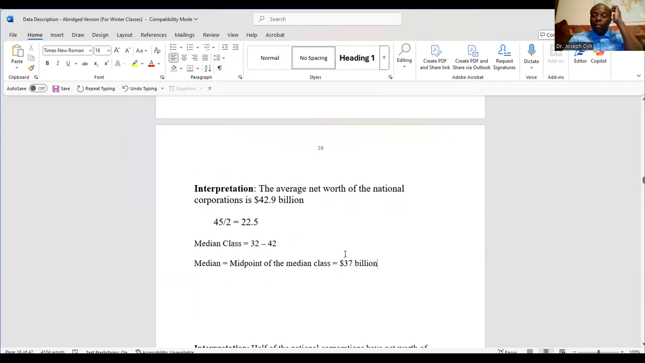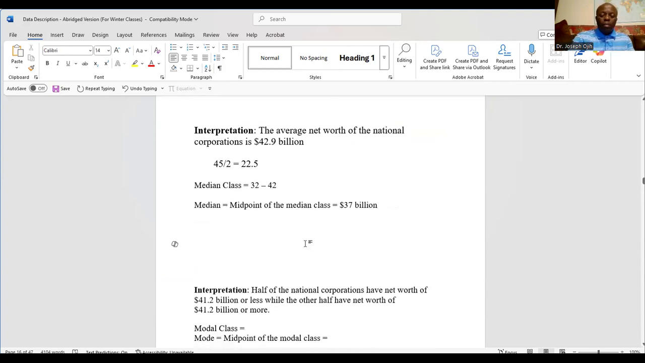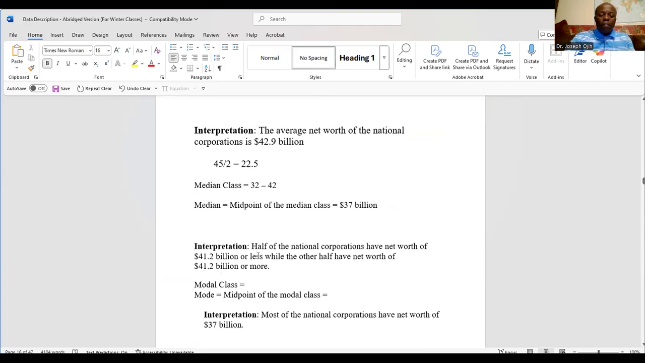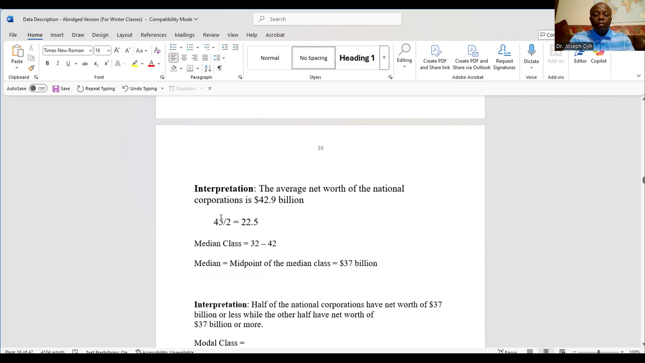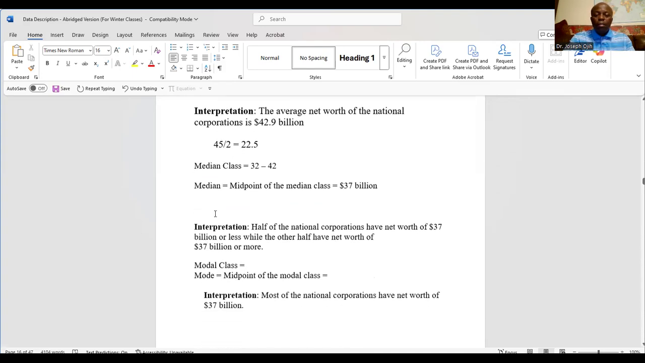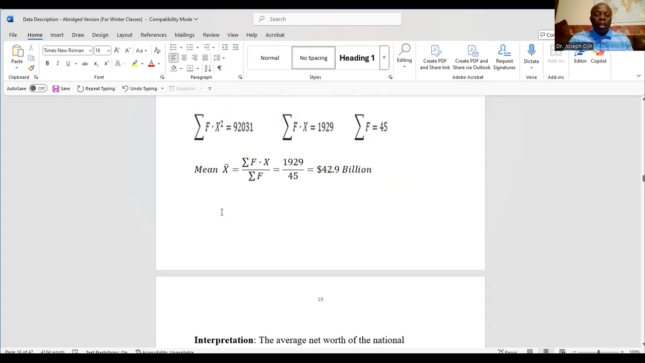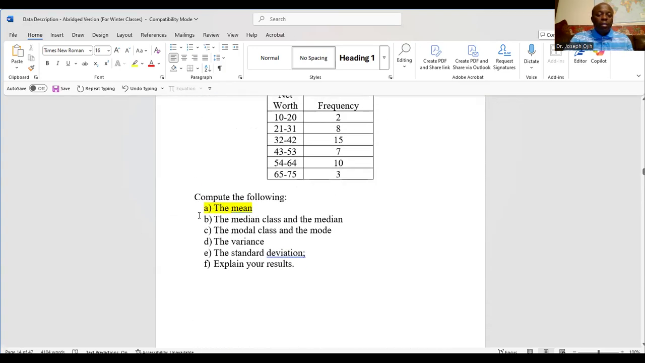Now note that if you use a formula for the median, the answer will be a little bit off. We understand that it happens. Now, how do we interpret this? Half of the national corporations have a net worth of 37 billion or less, while the other half has a net worth of 37 billion or more. Any question on this one? Okay, no question. Good. So we answered the median.